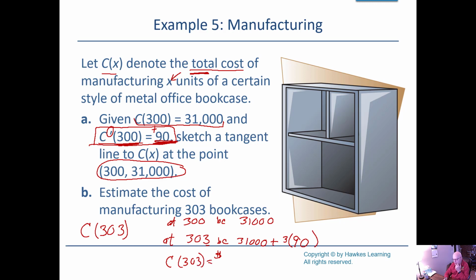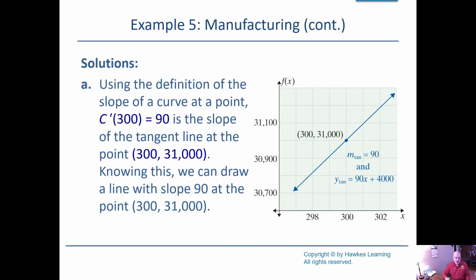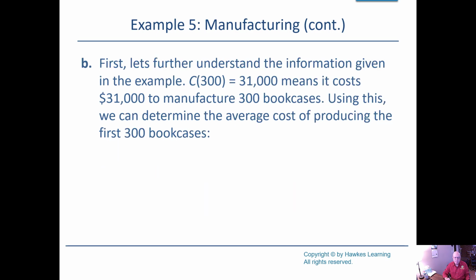This is our estimate on paper. We have the 31,000 plus 270, or $31,270. There you go. All right. Here's our graph, our initial question, and that's how the cost is going up. And there's the explanation again of how you get to the 303.